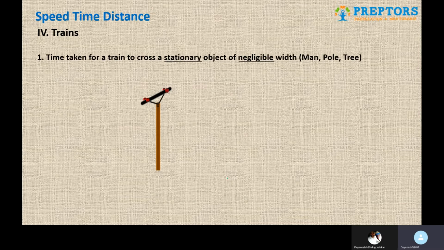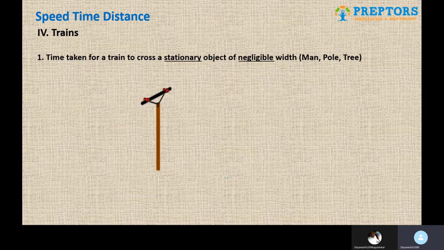So let's do the scenarios. The first scenario: time taken to cross a stationary object with a negligible width. Example, a train is crossing a man, a pole, or a tree which is standing on the ground.